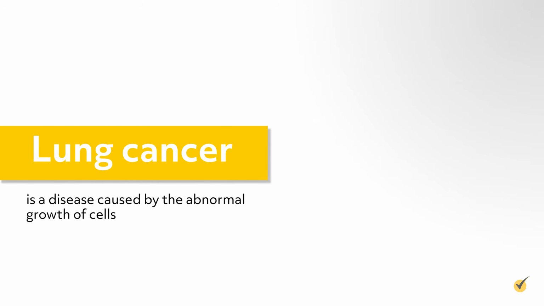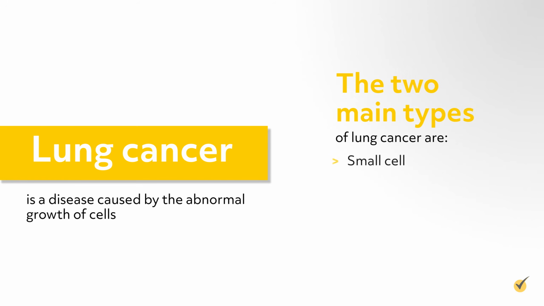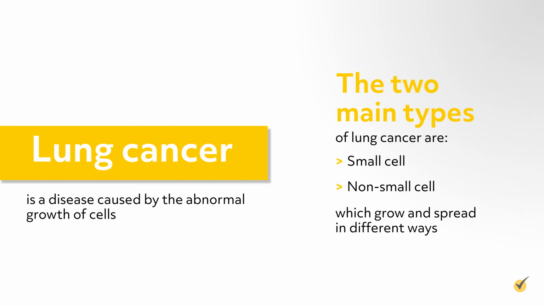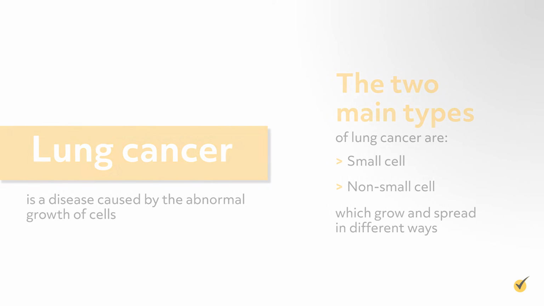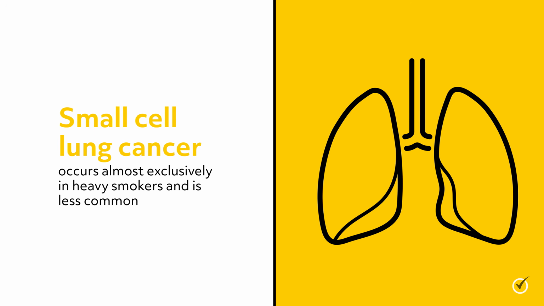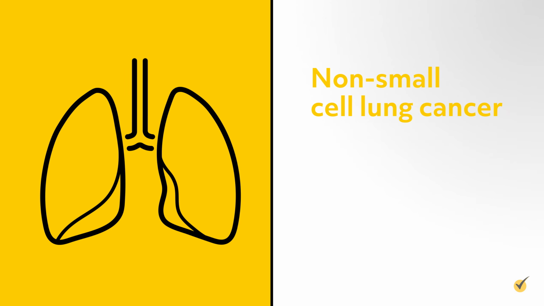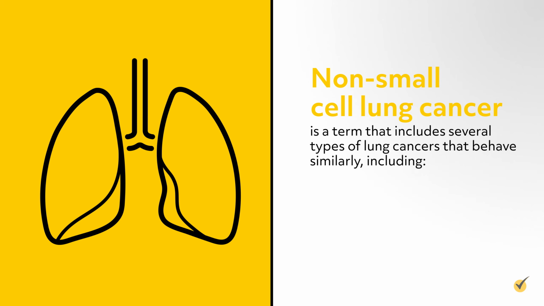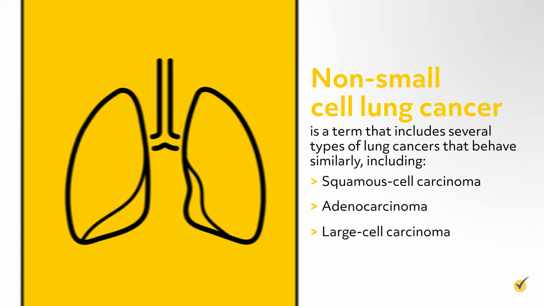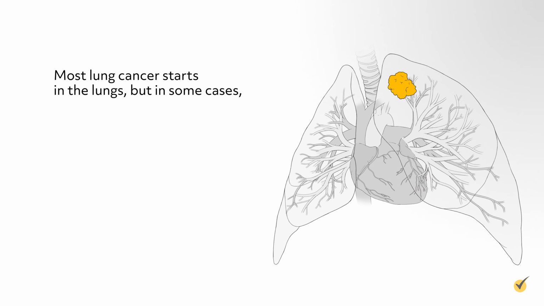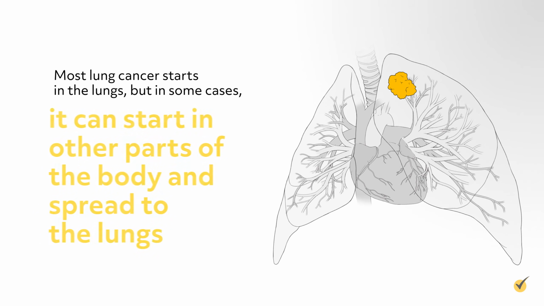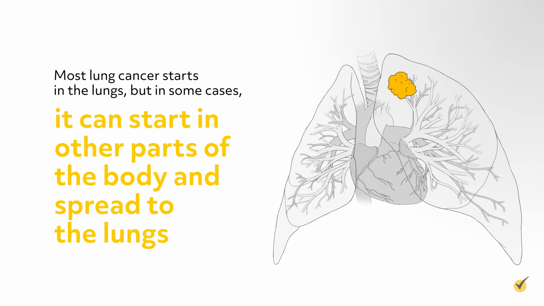Lung cancer is a disease caused by the abnormal growth of cells. The two main types of lung cancer are small cell and non-small cell, which grow and spread in different ways. Small cell lung cancer occurs almost exclusively in heavy smokers and is less common. Non-small cell lung cancer is a term that includes several types of lung cancers that behave similarly, including squamous cell carcinoma, adenocarcinoma, and large cell carcinoma. Most lung cancer starts in the lungs, but in some cases, it can start in other parts of the body and spread to the lungs.